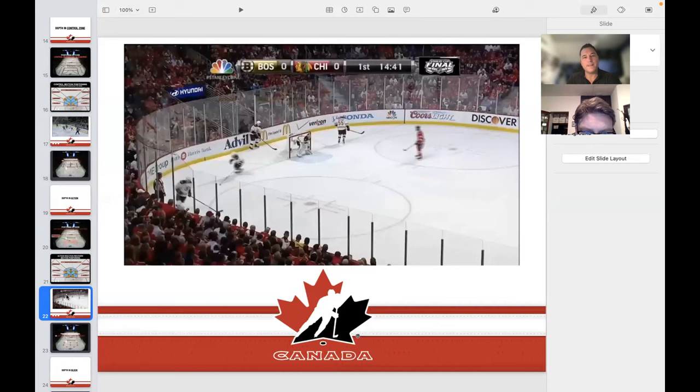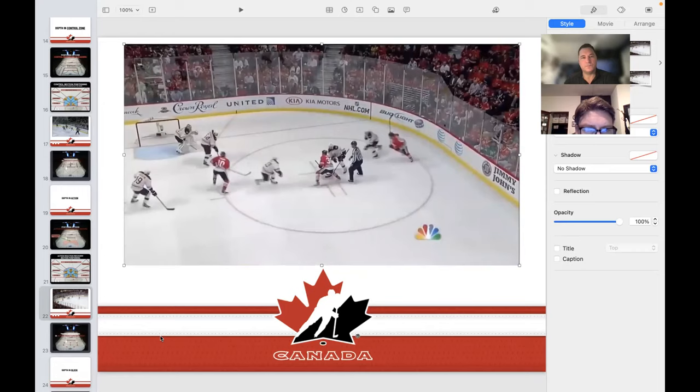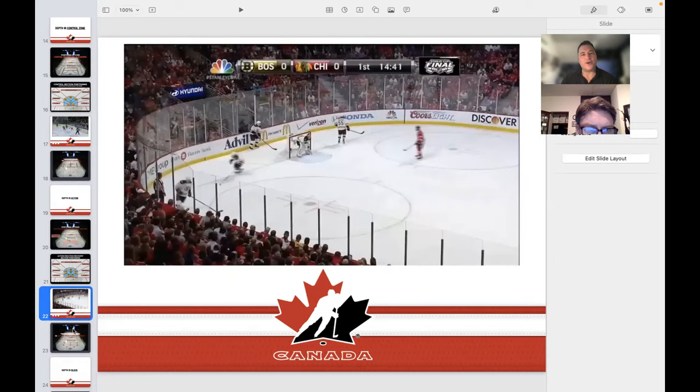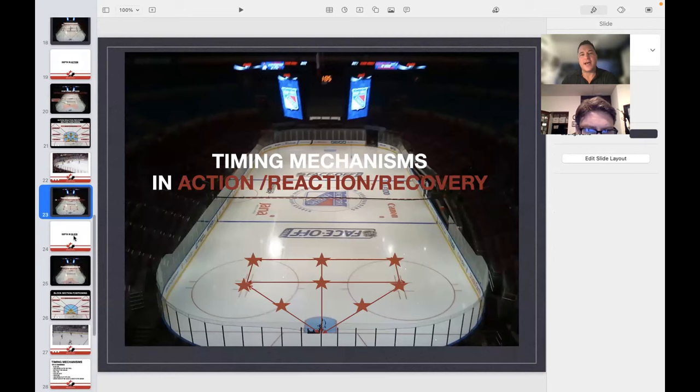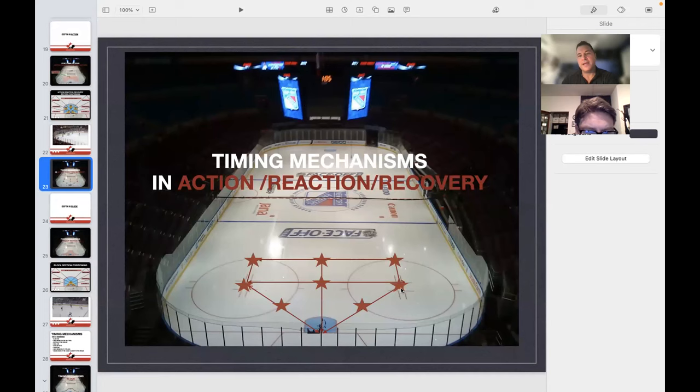So then we look at it. Here's Tuukka Rask. That was straight on. So these are all tall orders because they happen lightning fast. I'd rather show it in the Western Hockey League where we have time, but the timing mechanisms in action, reaction, recovery are here. It's this face-off dot to the top of the circle, across the top of the circle, angling towards the center of the net. That area right there is all timing.